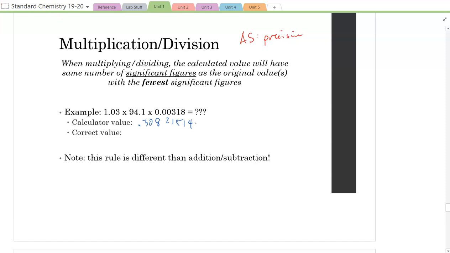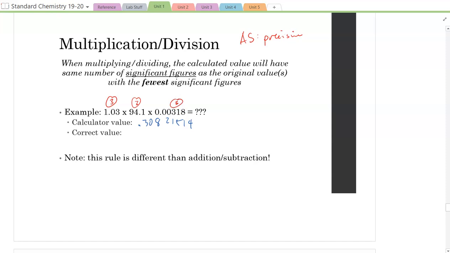Well, again, based on what we saw previously, or at least with this definition, we're looking at the number of sig figs. So our general rule for sig figs, or at least my pattern, is that I will write the number of sig figs above each of the values just to remind myself of what they are. So 1.03, that's 3 significant figures. 94.1, that's 3.00318. That's also 3 significant figures.